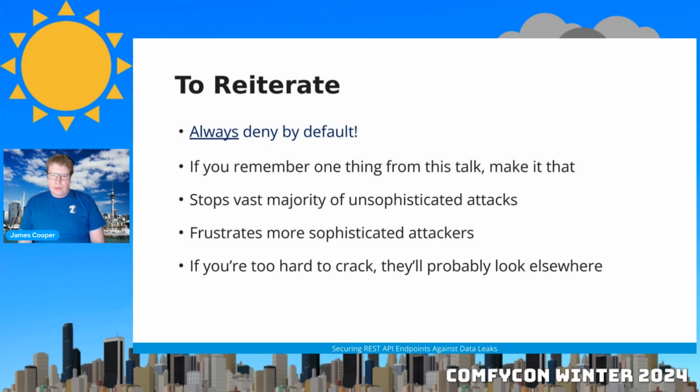And so because this one thing is so strong and so useful, I'm going to re-emphasize deny by default. If you remember one thing, make it that, because it stops the vast majority of the unsophisticated attacks, and it makes life more difficult for the more sophisticated attackers. And for the most part, in most scenarios, they're not targeting you specifically. They're just looking for a victim.